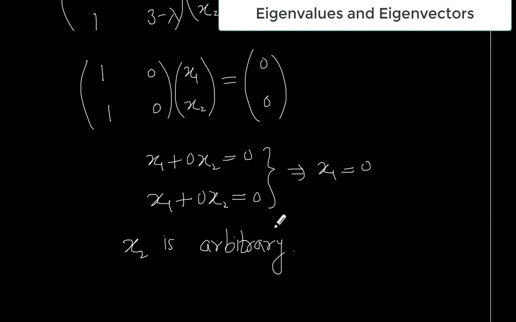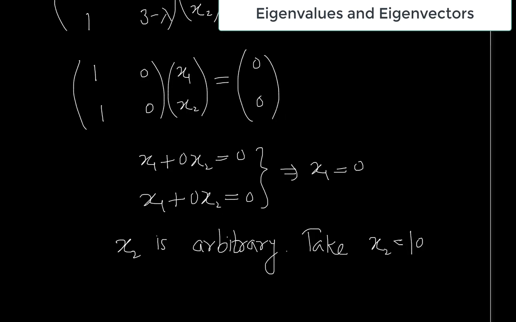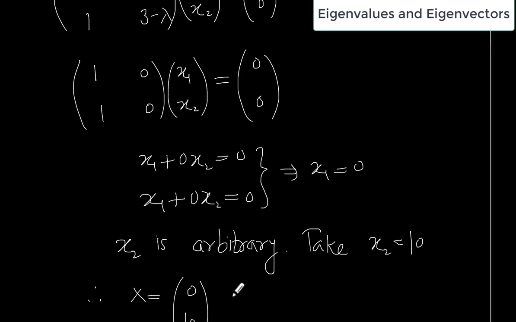So in other words, you can say that any vector whose first component is 0 will work as the eigenvector corresponding to lambda is equal to 3. So take any value for x2, suppose x2 is equal to 10. So this will be the corresponding eigenvector corresponding to lambda is equal to 3.